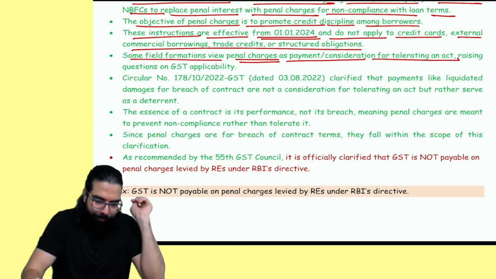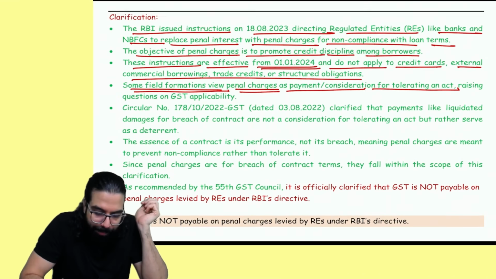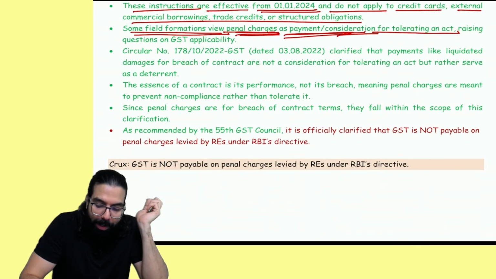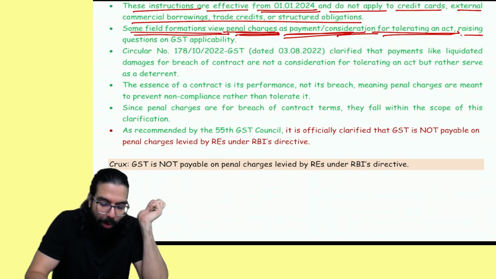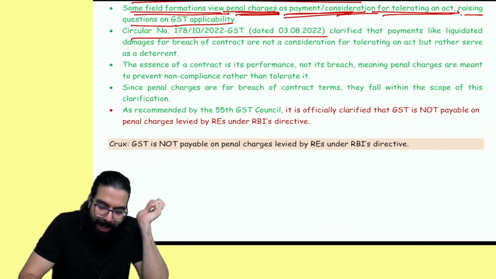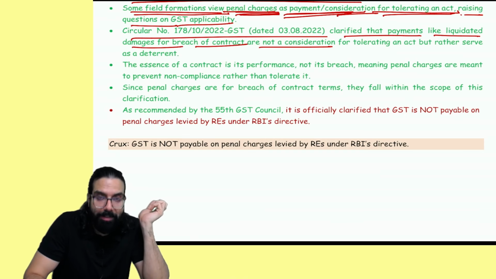Simple. So some field formations, meaning some government officers, view penal charges as payment or consideration for tolerating an act, raising questions on GST applicability. The circular clarified that payments like liquidated damages for breach of contract are not consideration for tolerating an act, but rather serve as a deterrent.